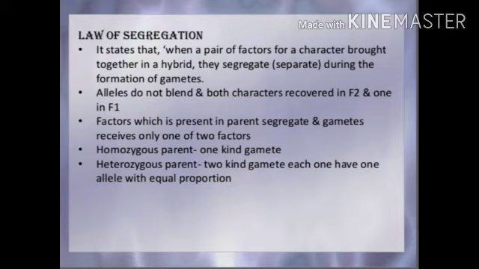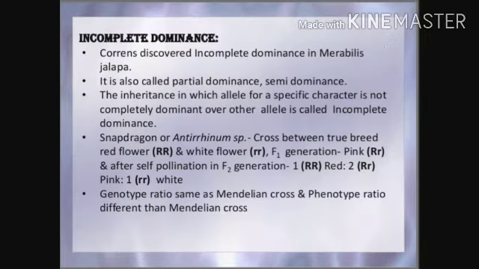After that, incomplete dominance. As the name indicates, incomplete, that is not complete, partial. Correns discovered incomplete dominance in Mirabilis jalapa. It is also known as partial dominance or semi-dominance. It is the inheritance in which the allele for a specific character is not completely dominant over the other allele. That is called incomplete dominance.